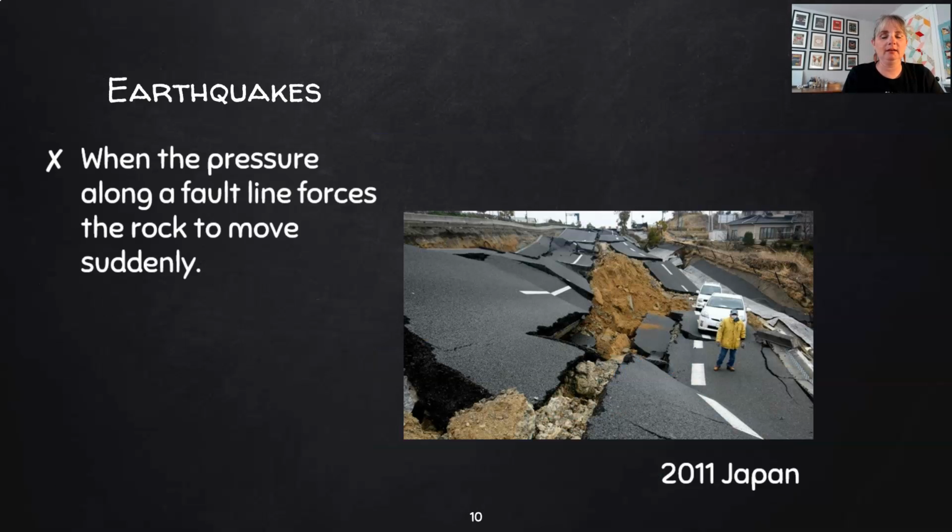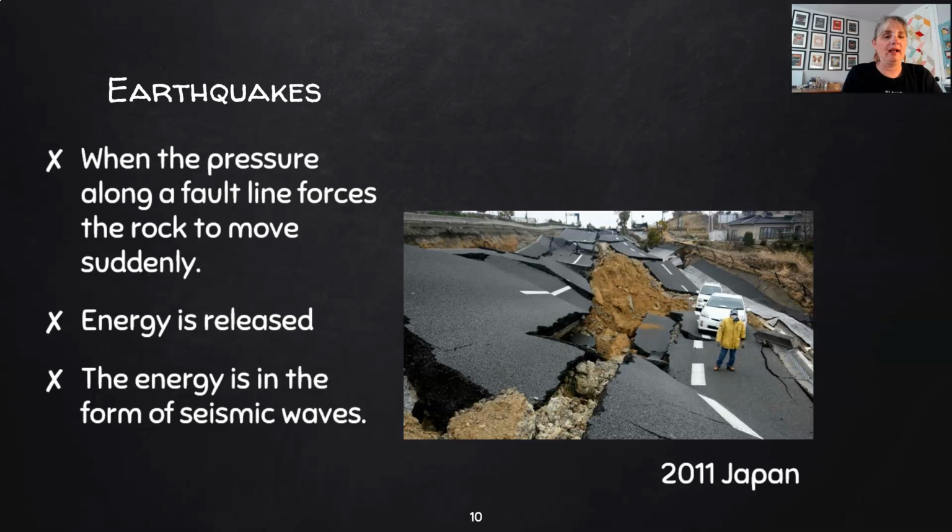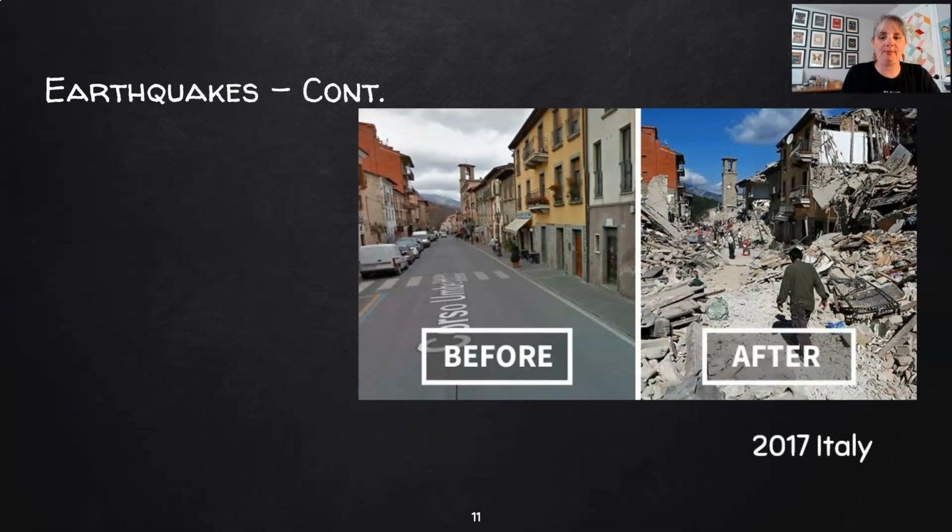Earthquakes, then, are when you've got pressure along a fault, and that fault suddenly moves, and you get this break in the rock. So you get energy that's released, and that energy is in the form of seismic waves. We've talked about seismic waves a little bit when we talked about layers of the earth, but we're going to talk about them more during earthquakes. So we've got these seismic waves traveling through the crust of the earth when the earthquake happens.